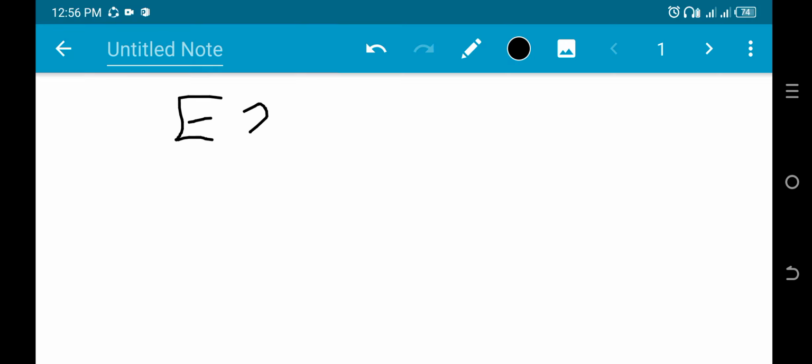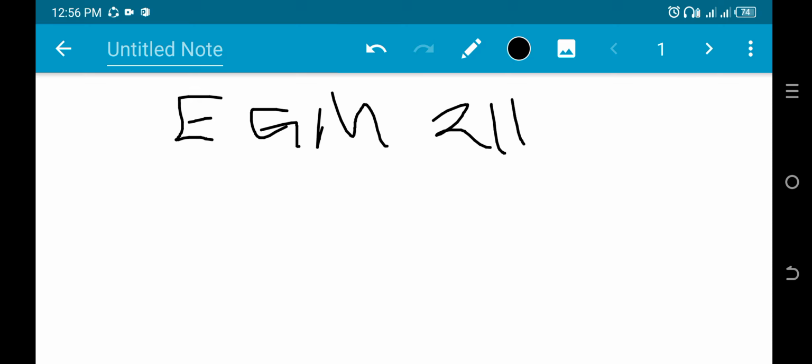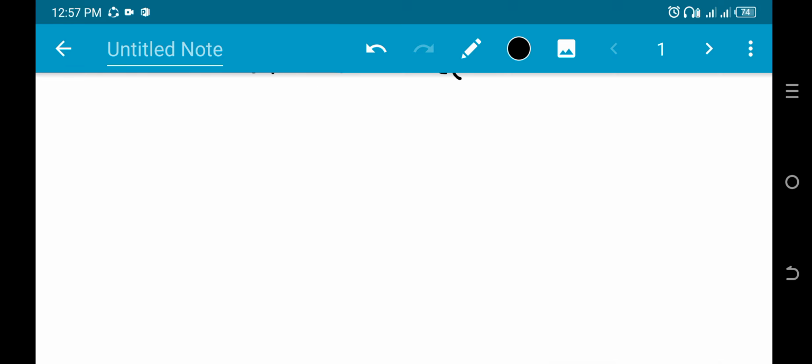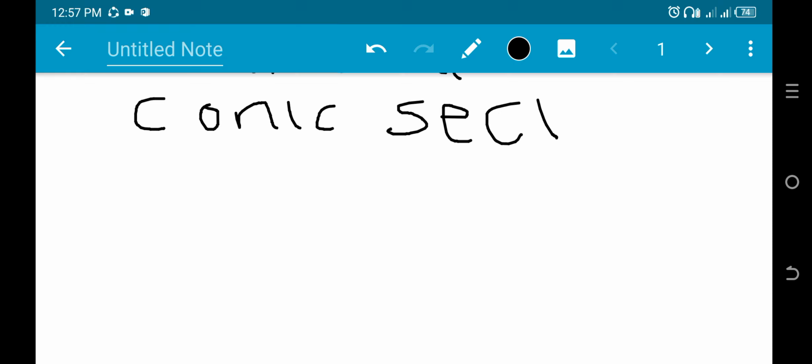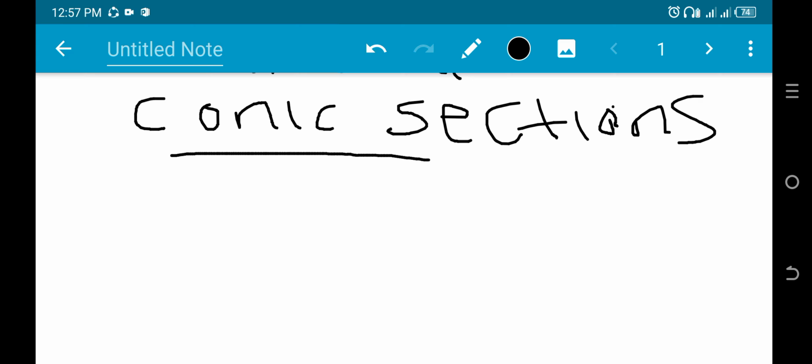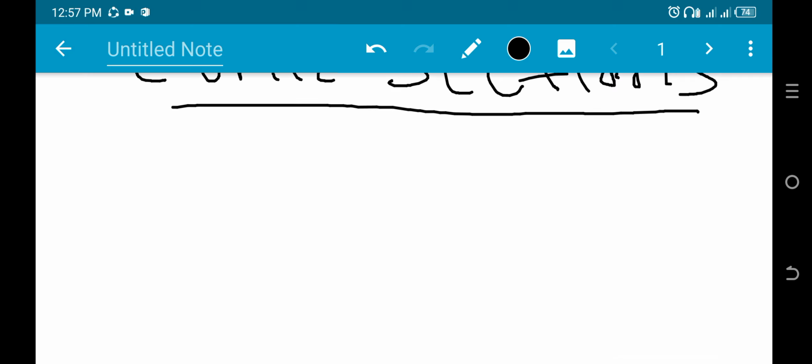In today's session we are going to start one of our main topics in EGM 211, which is engineering mathematics for second year first semester. That main topic which we are about to start today is conic sections. This is the main topic we are starting. Now our main focus for today will be one of the subtopics found in this topic.